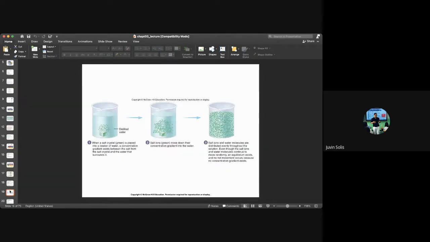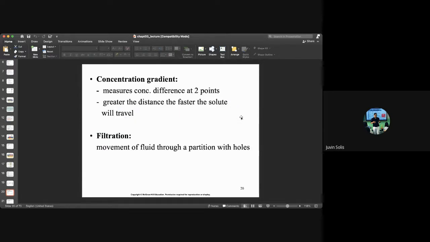Okay, so this is an illustration here. The salt here is your solute, and the water is actually your solvent. Okay, as you can see, what is happening is there is a movement of higher concentration of solute to a lower concentration. Now let's go here. How about your concentration gradient? It measures concentration difference at 2 points. These things are just good to know. Filtration is movement of fluid through a partition with holes. We will learn more about this one in the next part.